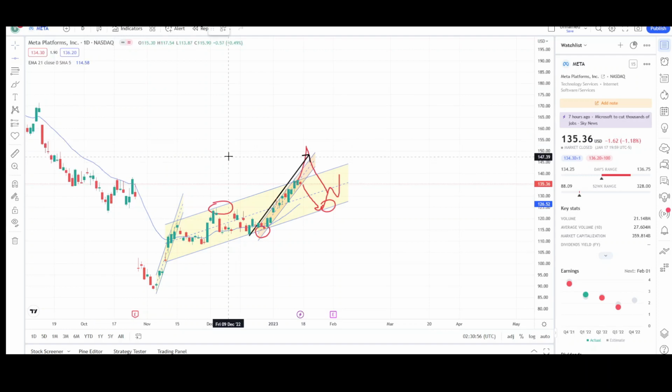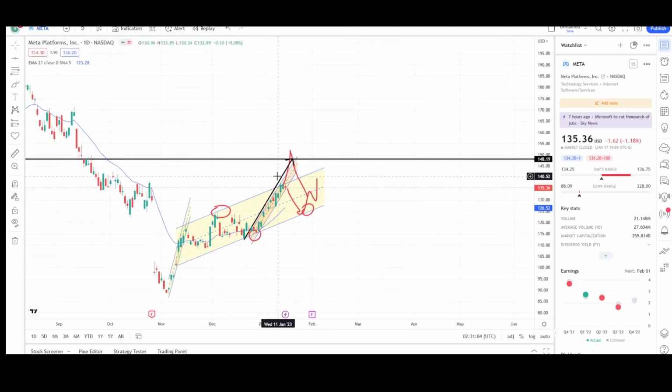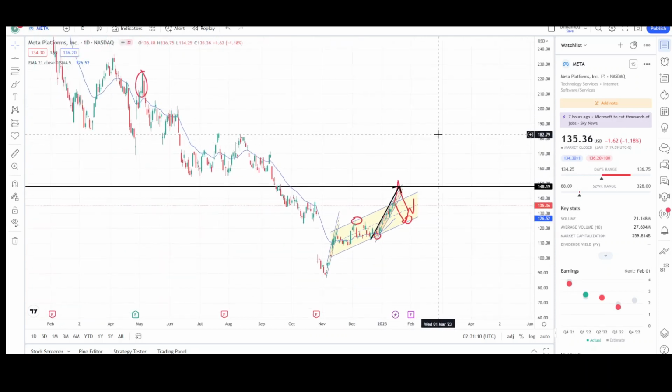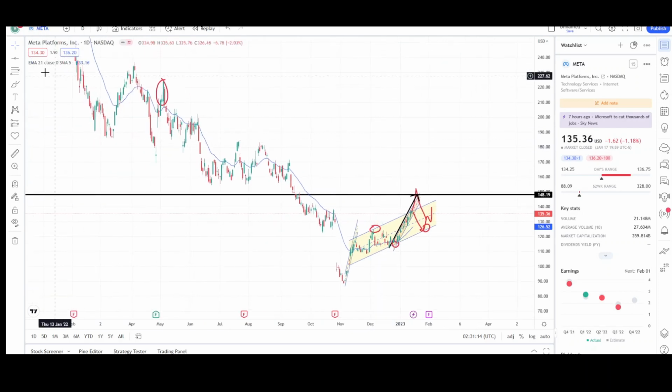So as of right now, overall it's still slightly bullish because we're still inside of 2 uptrend channels. So even if we do see a pullback, there's a good chance we continue higher. So Meta Platforms still looking bullish in the short term, which is the remainder of this month and probably next month. We'll have to wait and see.